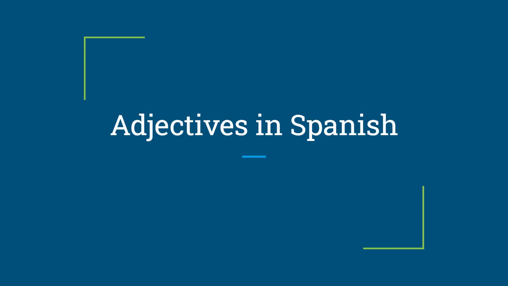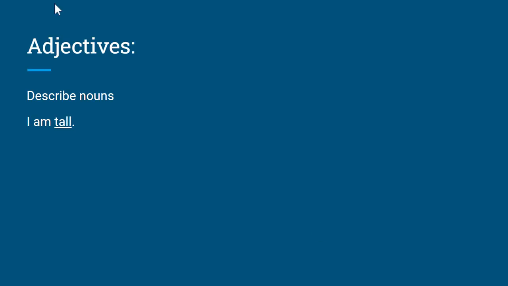Hi everyone, here are some quick tips on how to use adjectives in Spanish. First of all, I assume you know what an adjective is. Adjectives are words that describe nouns. So for example, in this sentence here, I am tall. The word tall is the adjective.